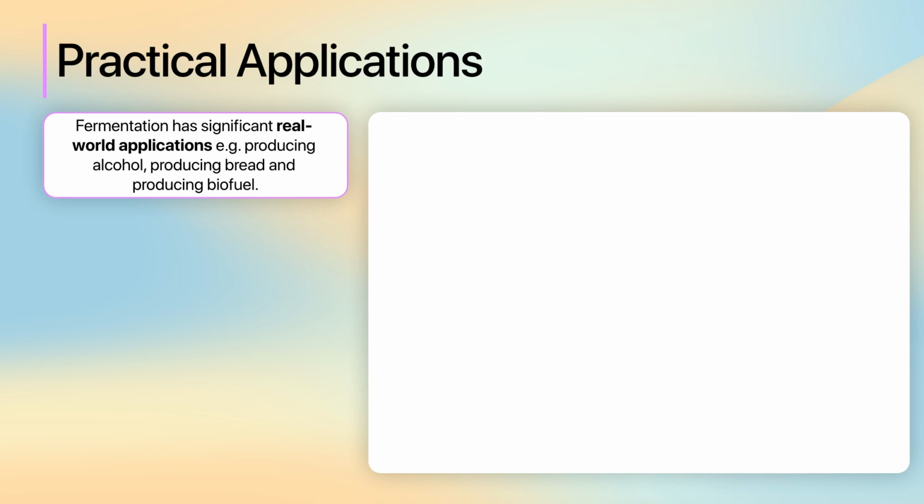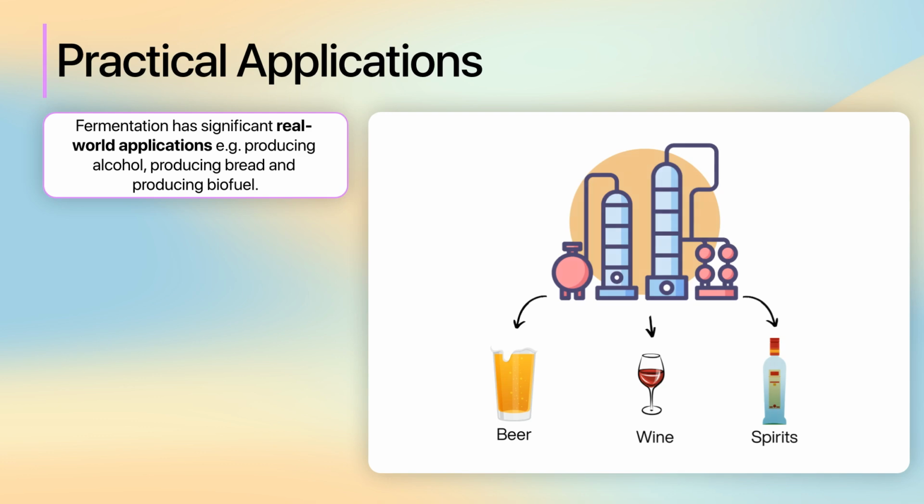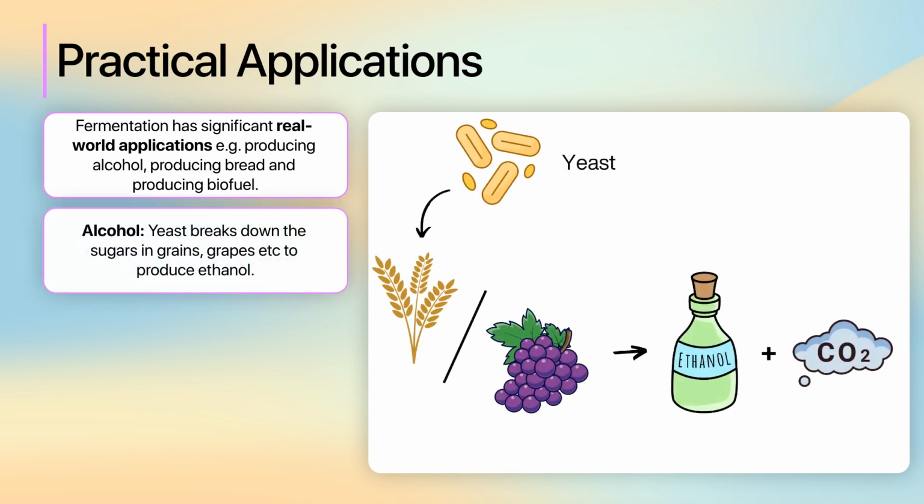Fermentation is not just a laboratory phenomenon. It has significant real-world applications such as making alcohol, making bread, and making biofuel. Here's what happens in each. Fermentation is key to producing alcoholic beverages like beer, wine, and spirits. Yeast breaks down sugars in grains or grapes to produce ethanol and carbon dioxide.